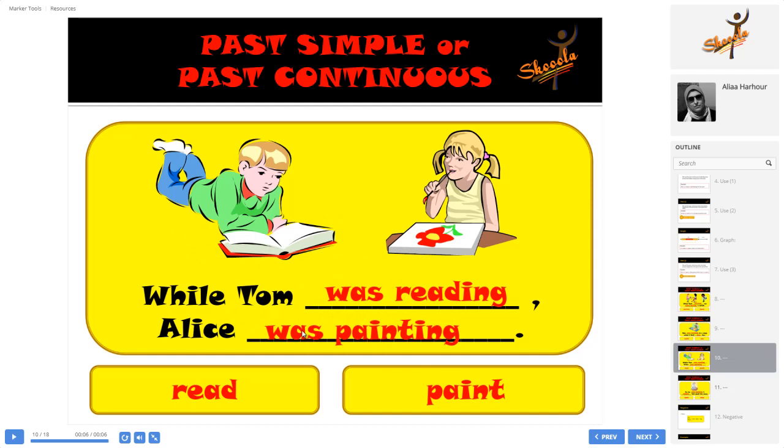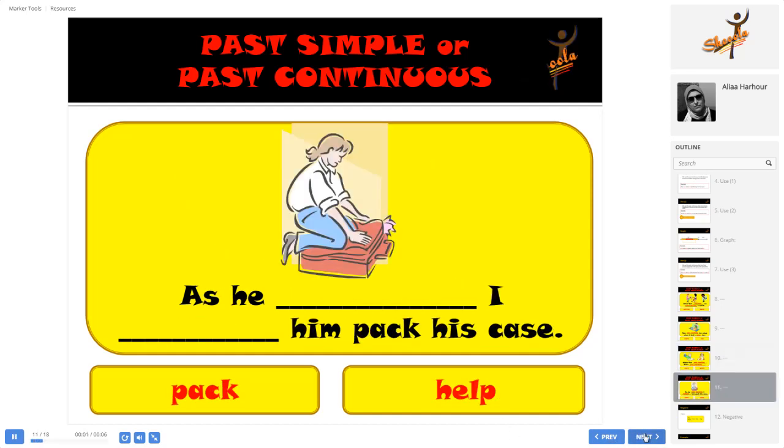This is the case that we talked about, that sometimes in the past continuous form, I use two long actions. They happen simultaneously or at the same time. So it means that at the same time she was painting, the boy was reading. So while Tom was reading, Alice was painting. Let's move to another example.